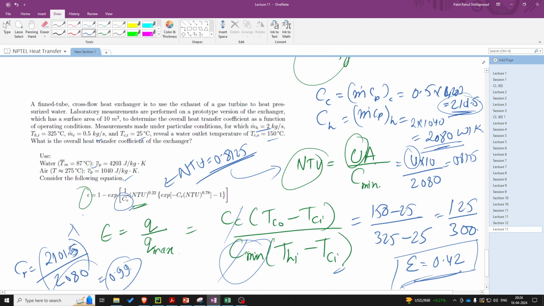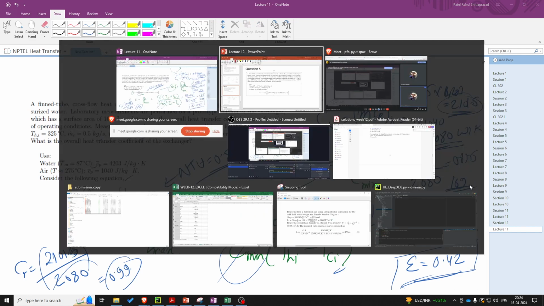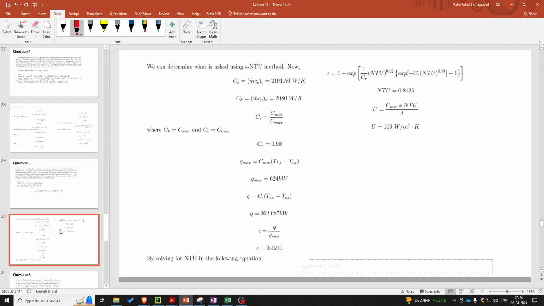And from this, the value of U you can calculate as 169. So from this, you can get the value of U, that's the overall heat transfer coefficient, as 169. So that was the question number 5th.